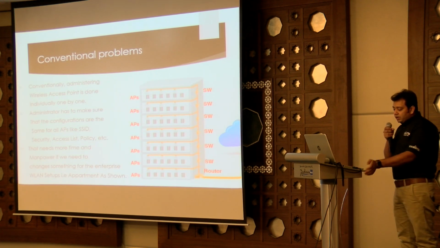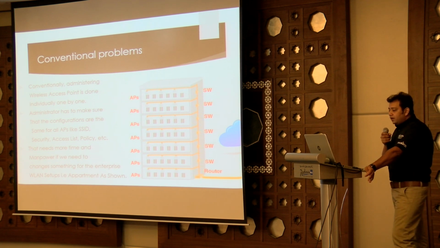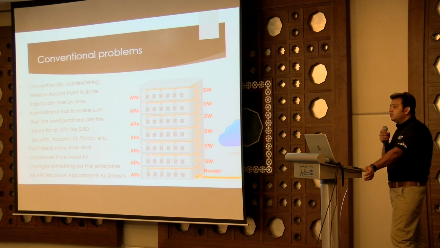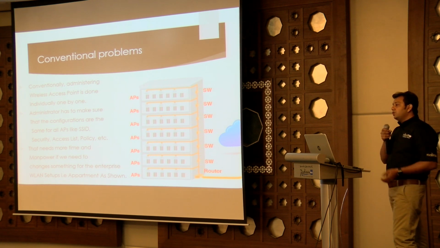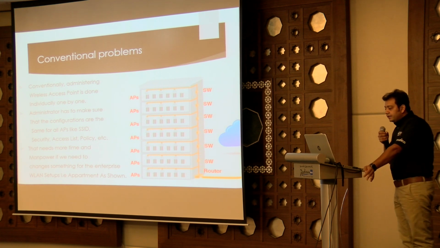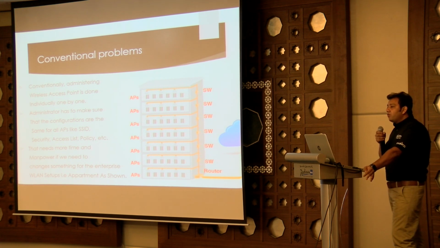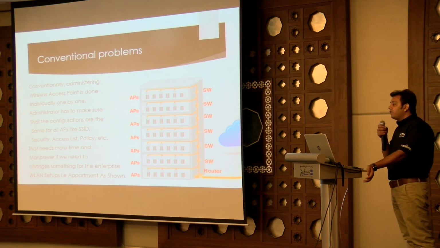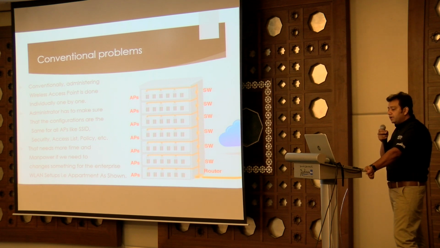Okay, so in the past, there was a conventional problem. If you have a big apartment with around 200 to 300 users and around 20 to 30 floors, you have to install access points on each floor of the building. And for each AP, you have to configure one by one. You have to define their wireless SSIDs, their policy, their passwords, and different things, which takes a lot of time.